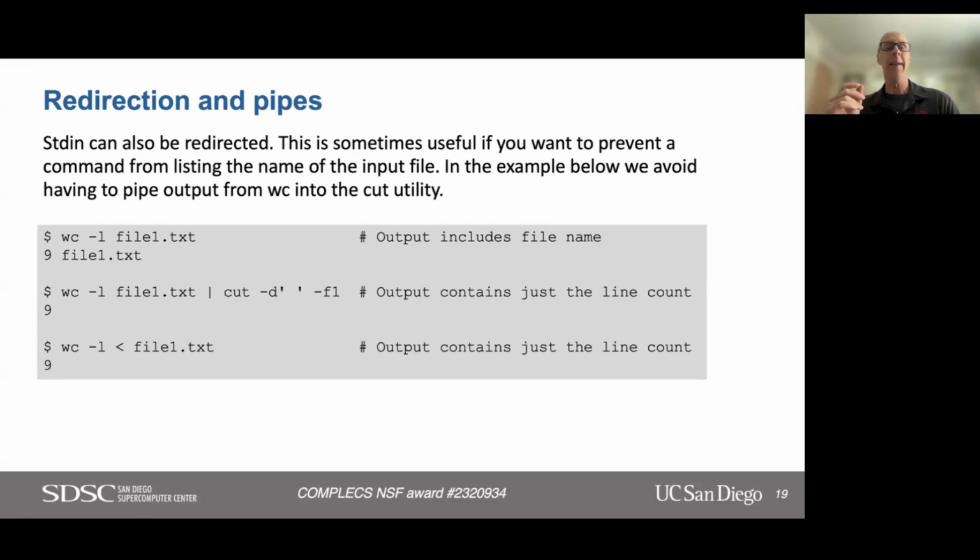Now I can use the Linux cut utility, which is a little more complicated. I take the output of wc, I pipe that into the cut command, and then I select just the first field. But a much easier, more convenient way to do this, let's say we were executing a script where we wanted to capture just the number of lines in the file, I could have done wc -l, and notice now that I'm using a less than sign to redirect file1.txt as the input into wc -l, and now I'm going to get just the line count.